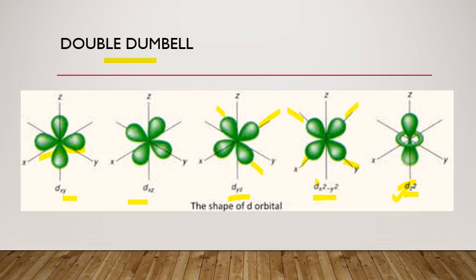So these are very important with the shape of the d orbital. We should remember them, because they are very much used further when we see the splitting of the electrons in the d orbitals with the various orientations.